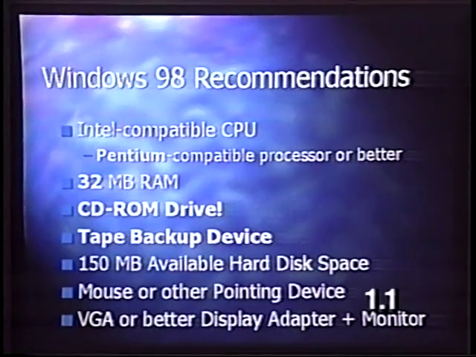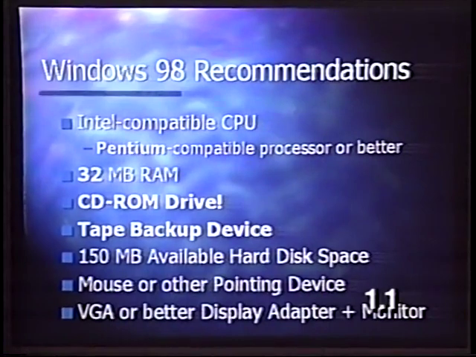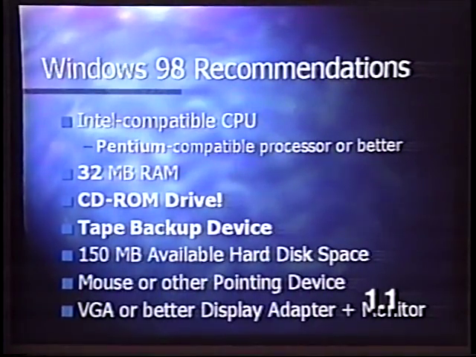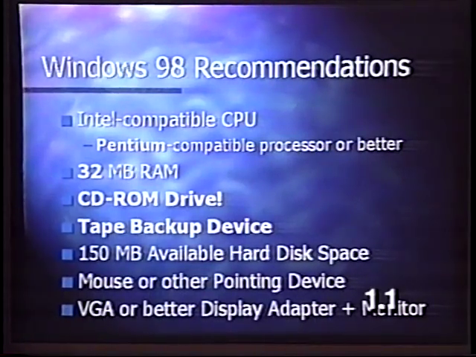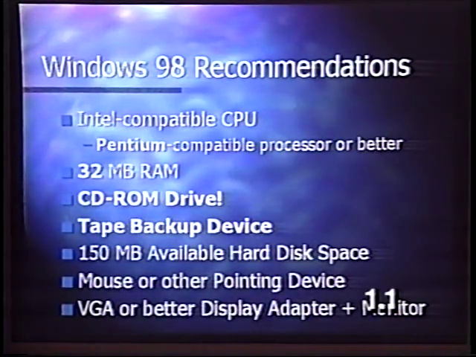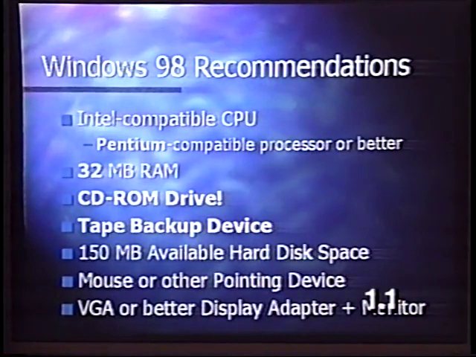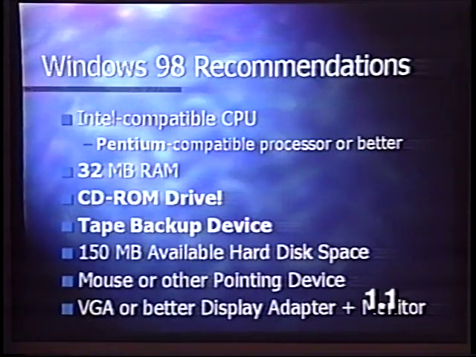Some actual real-world recommendations for installing Windows 98 would be an Intel-compatible CPU that's a Pentium or higher compatible processor. So Pentium, Pentium Pro, Pentium 2, or better. And at least 32 megabytes of memory instead of 16. You'll be able to work with Windows 98 much better if it has 32 megabytes of RAM or more. The more RAM, the better, the faster your system will run.